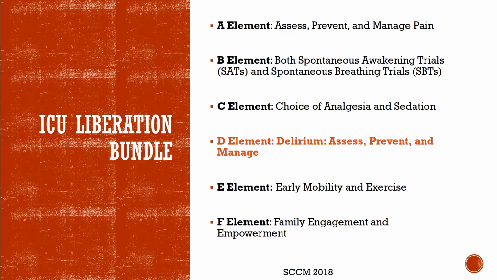And just so everyone's on the same page, when we talk about our ICU liberation bundle, specifically our A through F elements, this is what they're referring to. Your A element, assessing, preventing, and managing pain; your B element for SATs and spontaneous breathing trials; your C element, choice of analgesia and sedation; your D element for delirium; E for early mobility and exercise; and your F element, which is family engagement.